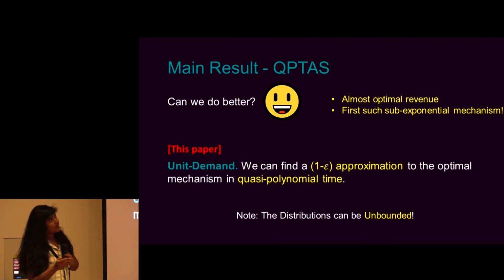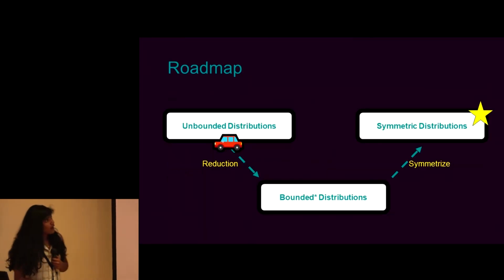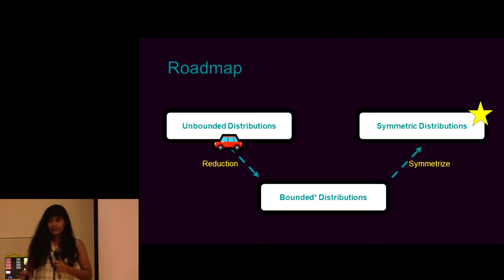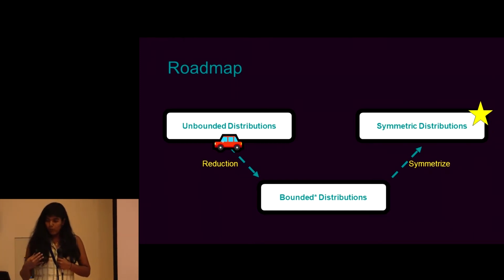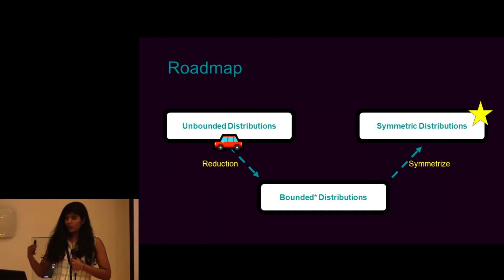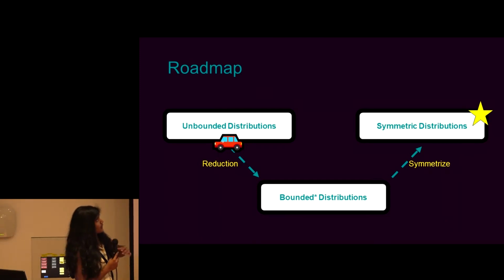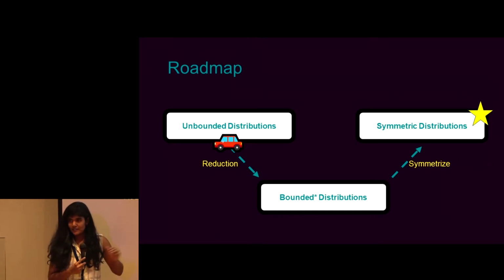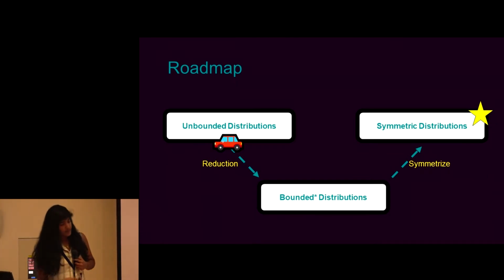So let's see how we got there and what challenges we face. I'm going to be talking about this in 3 parts. I won't be giving any proofs or anything. I just want to tell you why we did what we did and why it was important. The first step is to show a reduction from unbounded distributions to bounded distributions, but with an asterisk. I'll explain more about why that is.